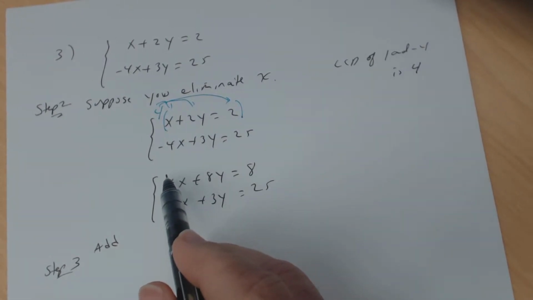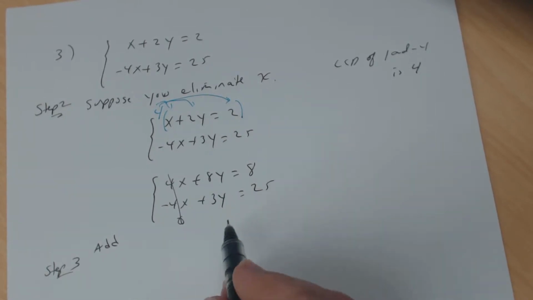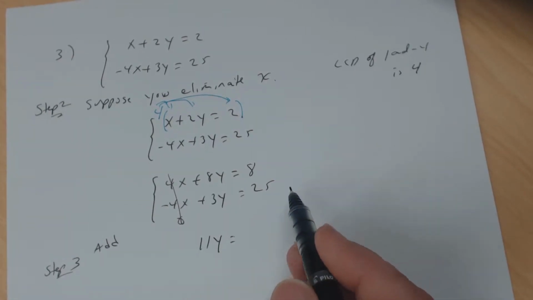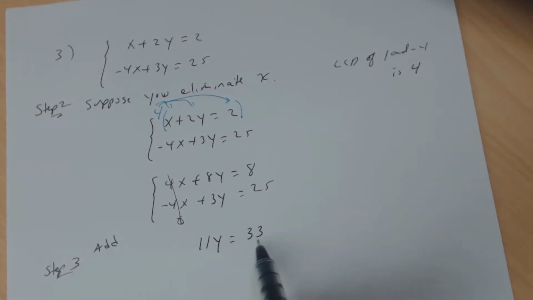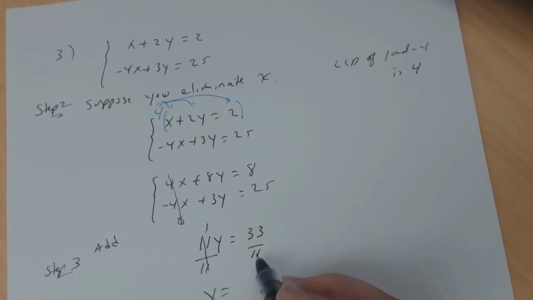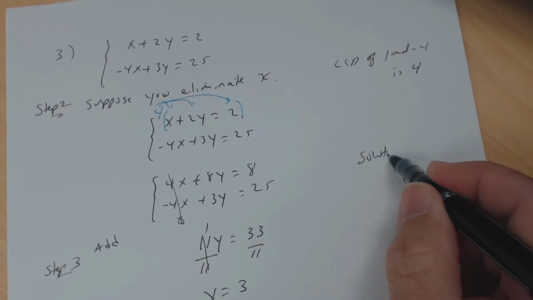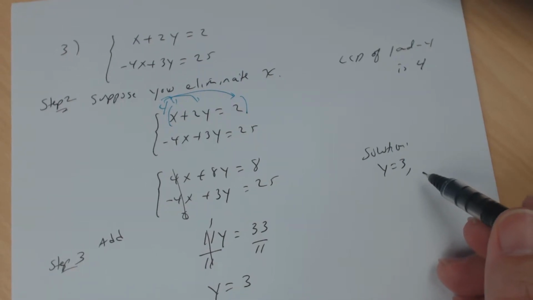When I add, the x terms cancel out, they're eliminated. And 8y plus 3y is 11y. 8 and 25 is 33. Notice I now have an equation with just one variable, a linear equation. So solving for y, divide both sides by 11. 11 divided by 11 is 1. 1 times y is y, equal 33 divided by 11 is 3. So I've found so far my solution, y equals 3. Now I've got to find x, and that's step 4.